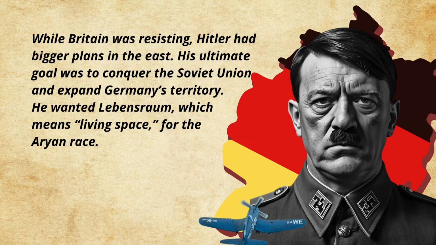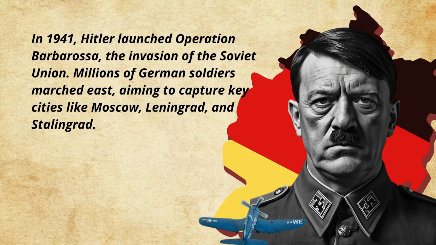While Britain was resisting, Hitler had bigger plans in the East. His ultimate goal was to conquer the Soviet Union and expand Germany's territory. He wanted Lebensraum, which means living space, for the Aryan race. In 1941, Hitler launched Operation Barbarossa, the invasion of the Soviet Union. Millions of German soldiers marched east, aiming to capture key cities like Moscow, Leningrad, and Stalingrad.